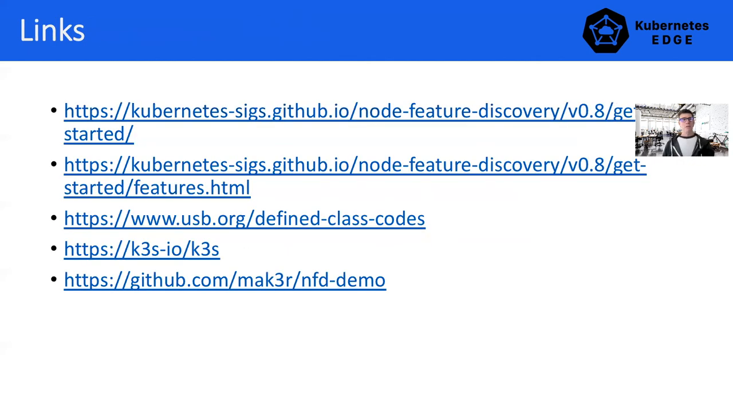As I said, I would share with you some links. These first two links are the Node Feature Discovery page. There's a ton there. I just called out these two links, the Get Started and the Features page, which has all the list of features and how you configure that file. I used the defined class codes at usb.org to find my human interface device class and some of the functionality that I use there. I used K3S as my Kubernetes distribution. And you can find this entire presentation and the work that I've done here at maker/nfd-demo.